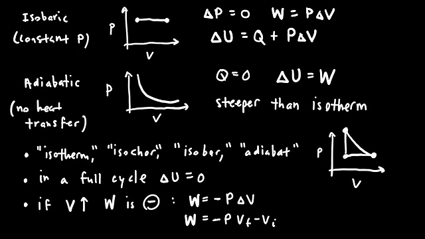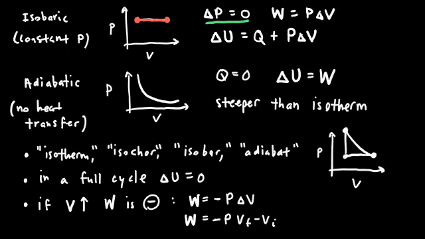Next we have an isobaric process. An isobaric process is one where the pressure is constant. And if the pressure is constant, the graph should look something like this, right? It has to be a horizontal line where the pressure is the same everywhere, and therefore the change in pressure is equal to 0. There's no change in the pressure.